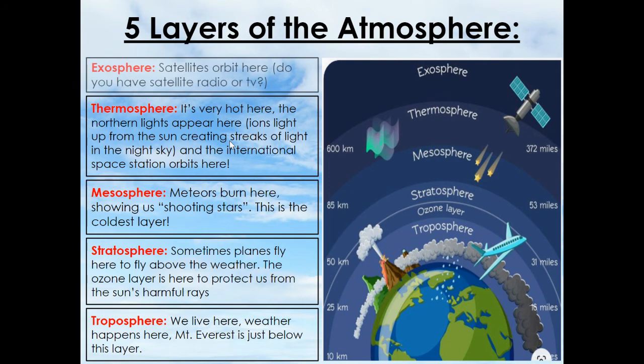Finally is the exosphere. Some satellites also orbit here, the ones that are responsible for TV and radio waves. This is really kind of a fuzzy area. It's the boundary between what's considered within Earth's orbit and outer space.